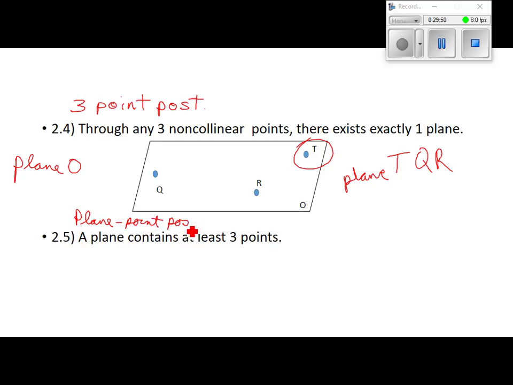I don't have a picture for this one, at least I don't think I do. The plane point postulate says, if I give you a plane, how many points are there on that plane? At least 3. There are at least 3 points on that plane.